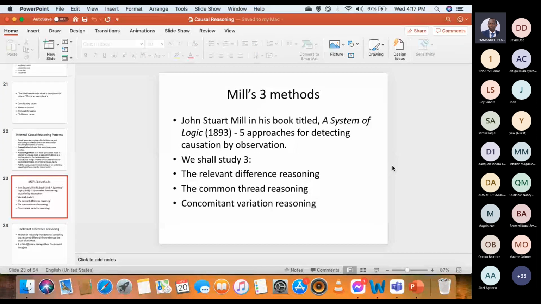John Stuart Mill, in his book titled The System of Logic, described 5 approaches for detecting causation by observation. 5 approaches, and we shall study just 3 of them. Our interest is relevant difference reasoning, common thread reasoning, and concomitant variation reasoning. So we'll look at these three kinds of causal relationships.